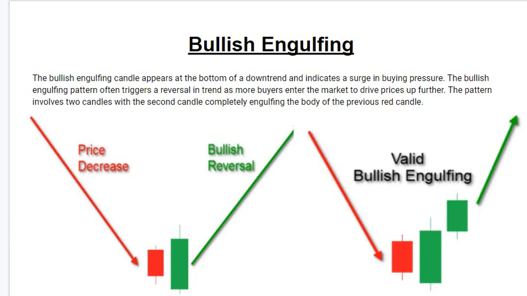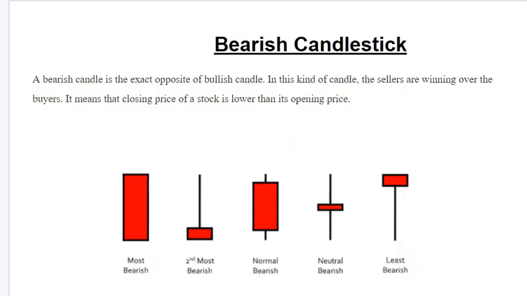Now let's go into some bearish candles. A bearish candle is exactly the opposite of a bullish candle. In this kind of candle, the sellers are winning over the buyers. It means that the closing price of a stock is lower than its opening price. So again, what that means is basically the opposite of when we went over the bullish candlesticks.